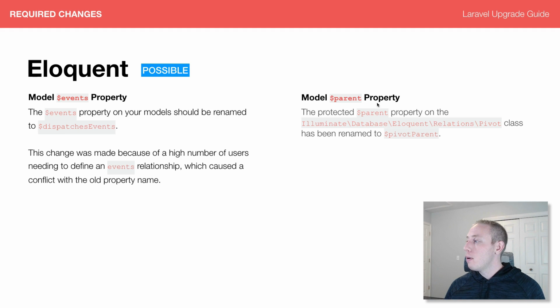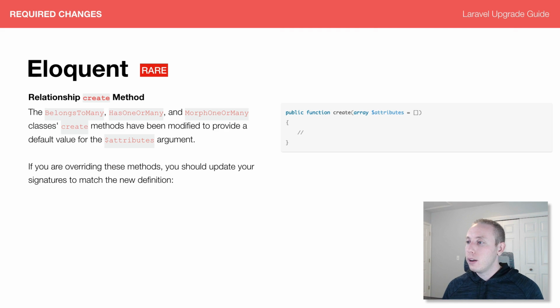All right, now the parent property, same thing as this. Basically, if you were previously calling the parent property while setting up a pivot table, that now has been renamed to pivot parent, just again to make it a little more unique. I think that's really good. I like those changes. Those changes are pretty good.